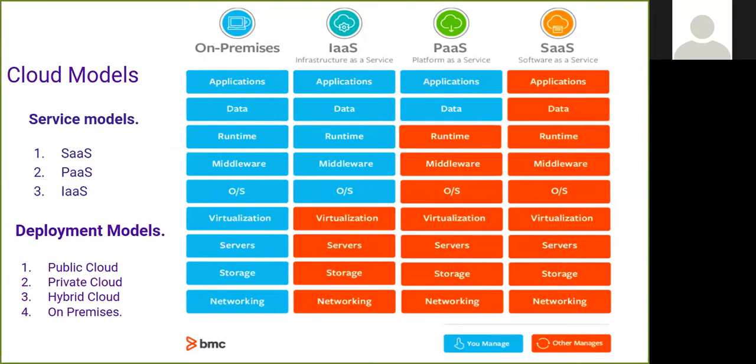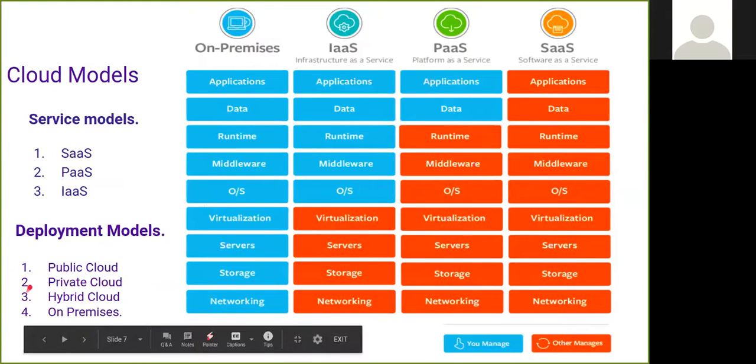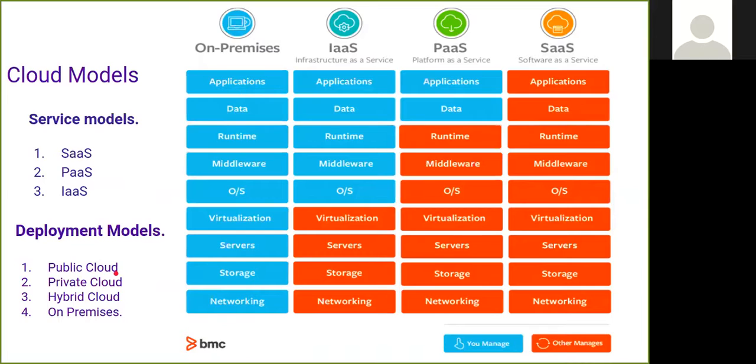So that's Gmail. And the other deployment models, if you look, are public cloud, private cloud, hybrid cloud, and on-premises. When I say public cloud, a public cloud is basically given to all the clients, right?